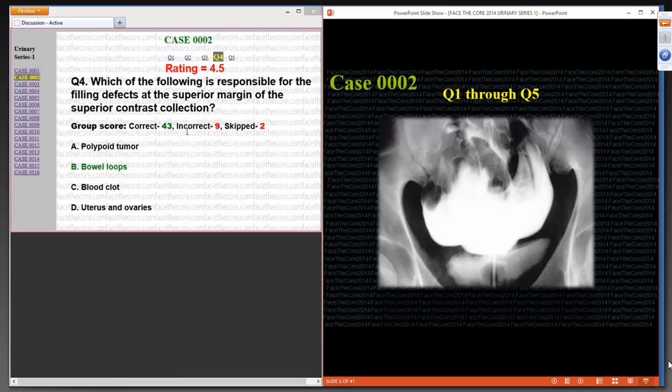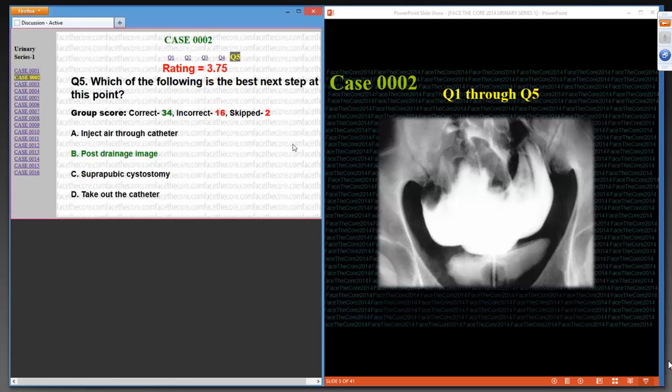Which of the following is responsible for the filling defects at the superior margin of the superior contrast collection? These are sausage-shaped. They look typically as bowel loops should. They're elongated, and there's contrast between them. Again, it is something that you need to get very quickly, and don't lose marks on something as simple as this one.